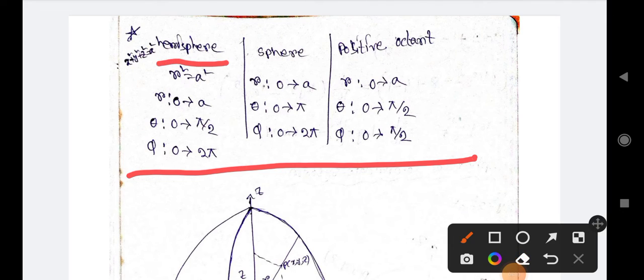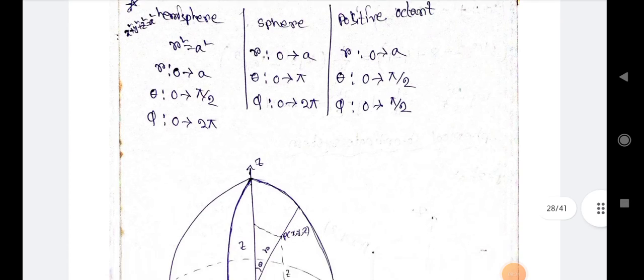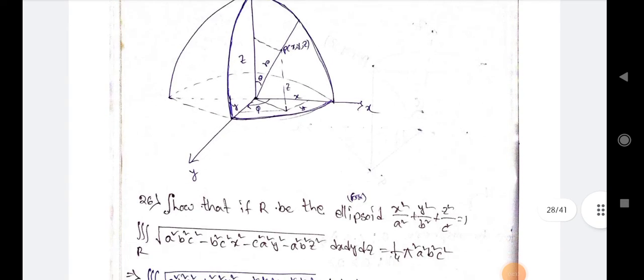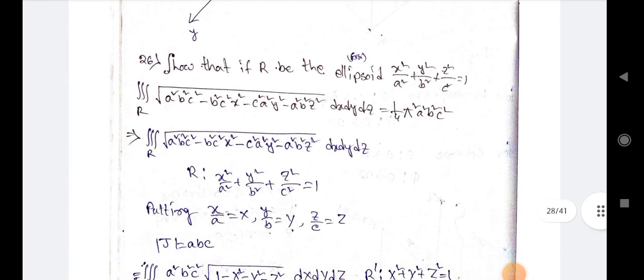See, for hemisphere r square equals a square, r tends to 0 to a, theta tends to 0 to pi by 2 and phi tends to 0 to 2 pi. For sphere, r tends to 0 to a, theta tends to 0 to pi, phi tends to 0 to 2 pi. For positive quadrant, r tends to 0 to a, theta tends to 0 to pi by 2 and phi tends to 0 to pi by 2. Now start the example.